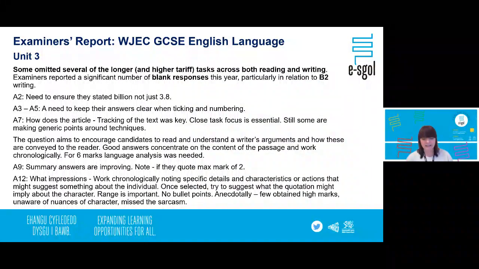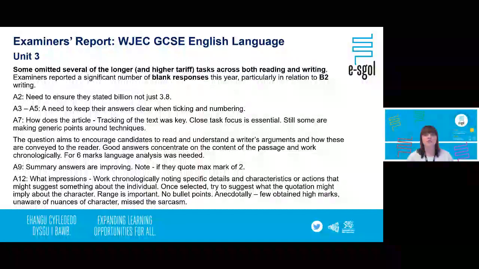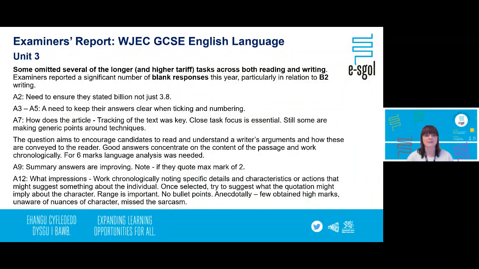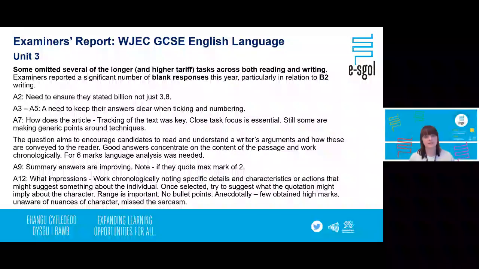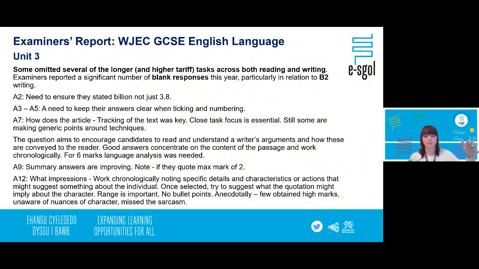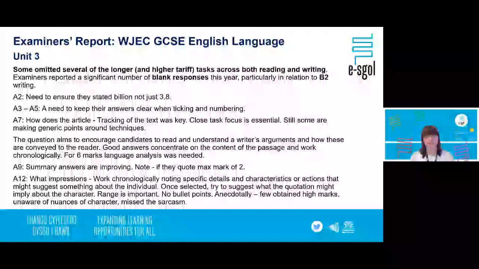Here again, some guidance was to work chronologically through the extract, noting specific details and characteristics or actions that might suggest something about the individual. Try to suggest what the quote might imply about the character. Make sure that you have range. So if you've got three quarters of a page of an extract, say for text D or text E, make sure you cover the text. You're looking at the top, the middle, the bottom. Make sure you've got a really nice range.